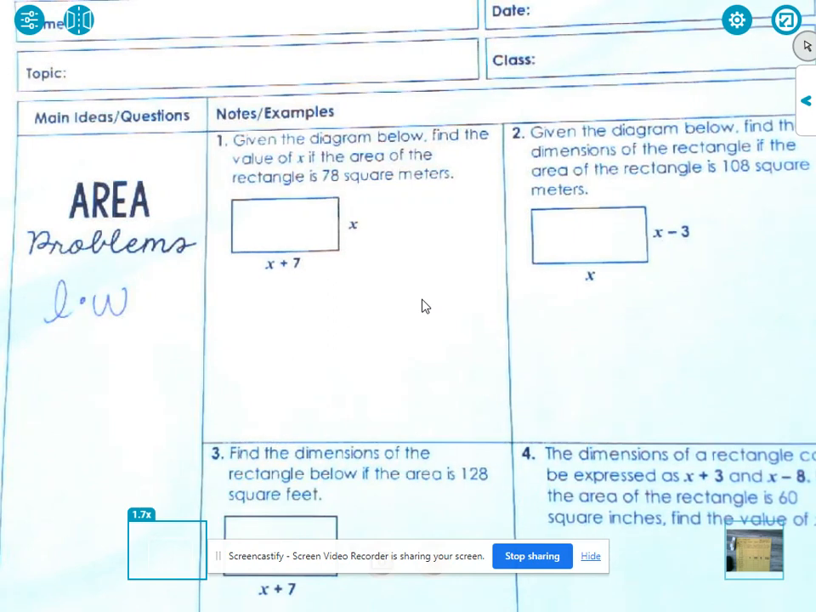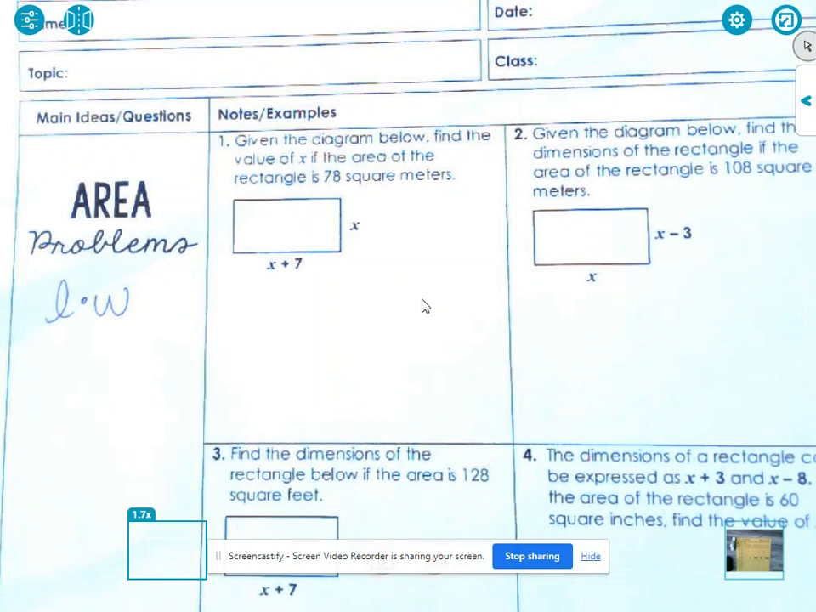It doesn't matter for these, y'all, necessarily which one you deem the length versus the width. Just know that if it asks for a specific one, make sure you identify your variables and so forth about that.